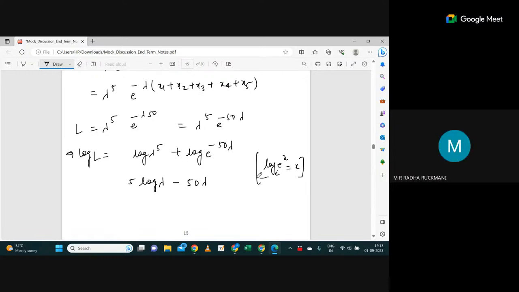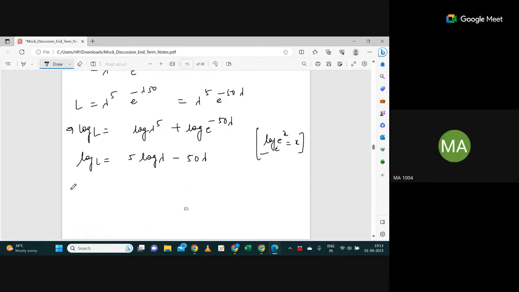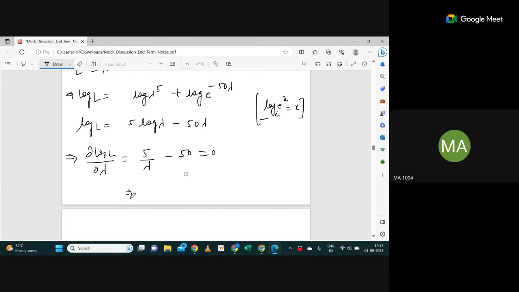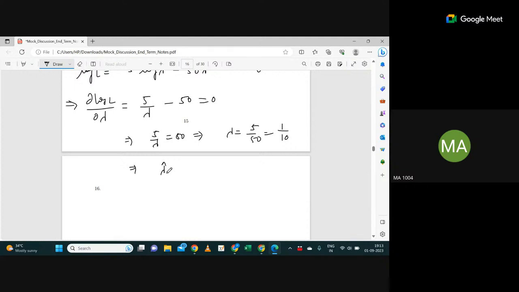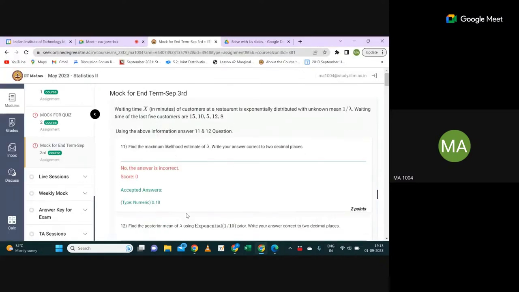So log L equals this, and we have to find the estimate of lambda. For that I can differentiate with respect to lambda. It will be 5 by lambda minus 50 equal to 0. So 5 by lambda equals 50, that means lambda will be 5 by 50, it's 1 by 10. So lambda cap is 0.10. This should be the answer. Let me check. Yeah, 0.10.